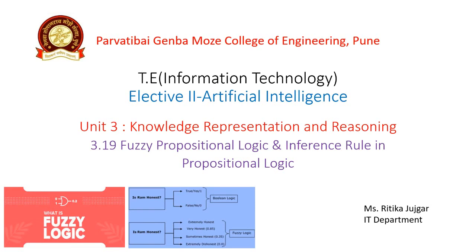In the course of Artificial Intelligence, we will discuss Unit 3. Unit 3 is based on knowledge representation and reasoning, where we already discussed reasoning under uncertainty. In the knowledge representation technique, there are three types. The first is probability, the second is the truth maintenance system, and the third is fuzzy logic.